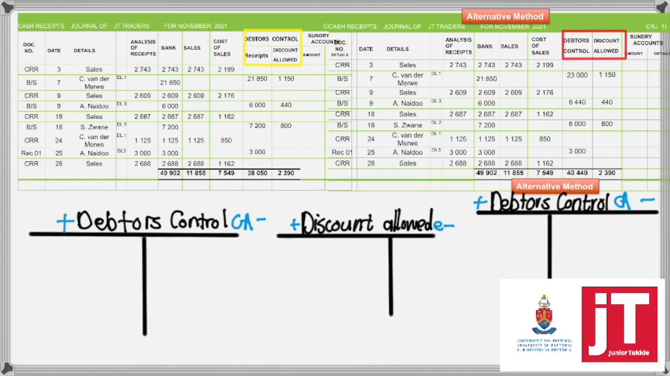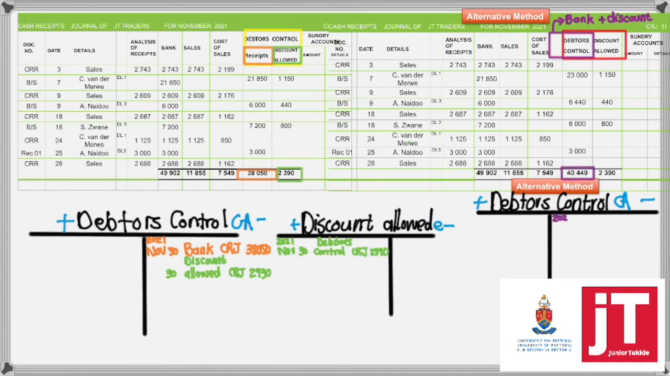So when we post first the standard method, we have to now post the receipts column to debtors control as a bank CRJ 38,050, and we have to post the discount allowed. So we'll debit discount allowed and credit debtors control with the discount allowed amount. Because the two columns are split, I post each column separately. And then with the alternative method, however, you will see that the debtors control is now the bank and the discount allowed together.